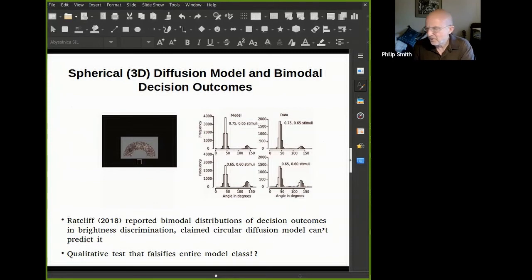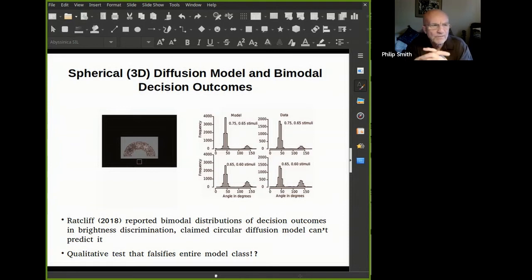Why would you be interested? Well, I have been thinking about the spherical model a lot lately. This is new work. It's finding its way into print. I hope it's finding its way into print at the moment. The particular application concerns the problem of bimodality.